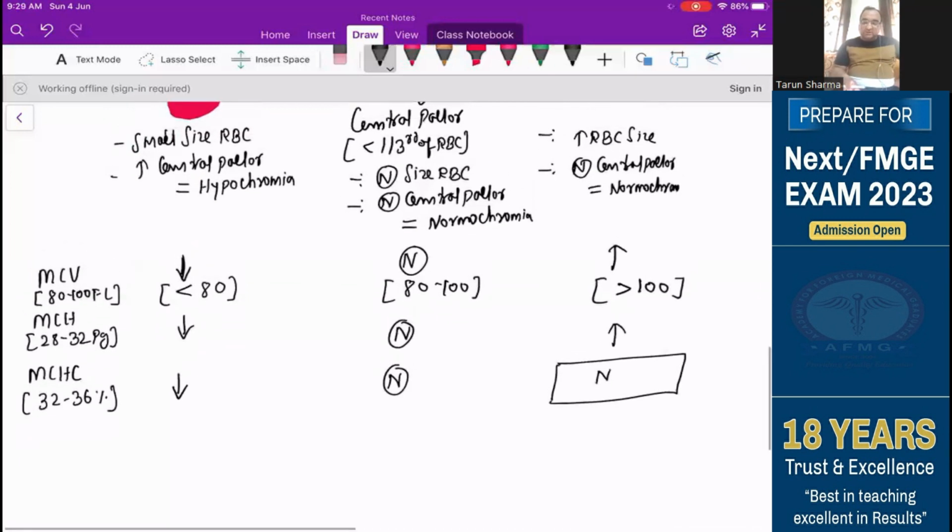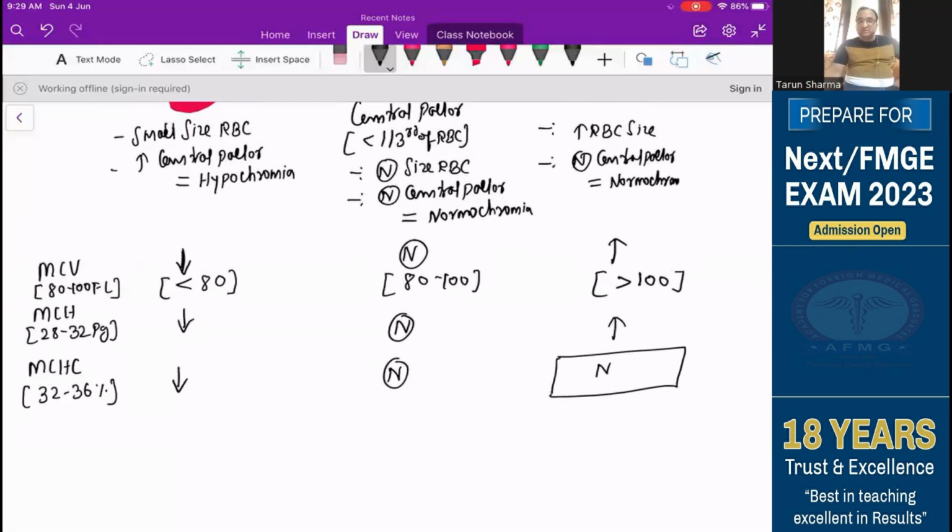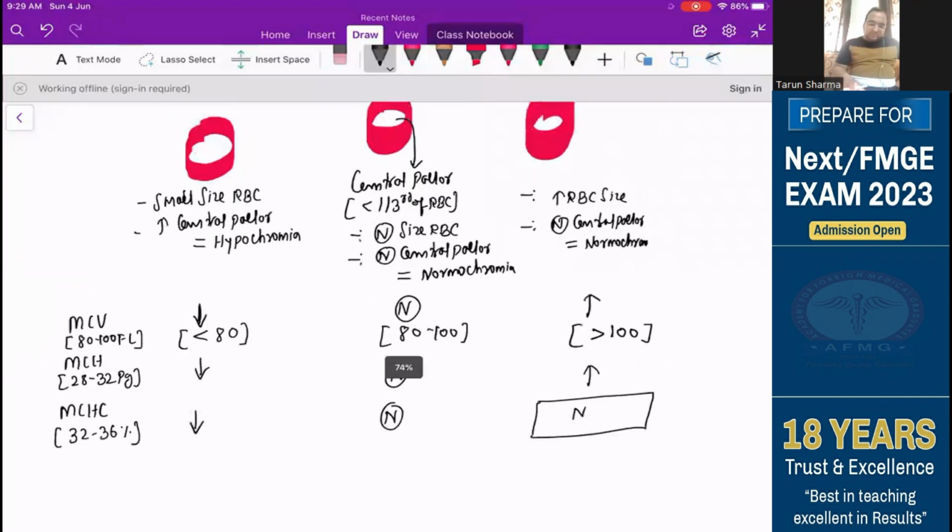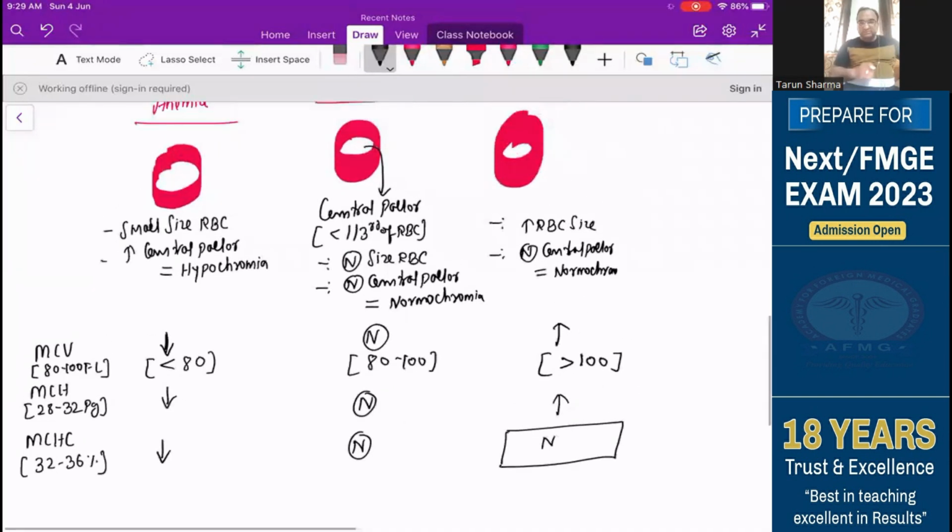I will tell you later in which diseases or which anemias you will see that MCHC is increased above its normal limit. That is the exception. There are very few anemias where you can see MCHC exceeds above its normal limit. So remember MCV, MCH, and MCHC all go hand in hand. If MCV is reduced, then MCH is reduced, MCHC is also reduced. If MCV remains normal, then MCH remains normal, MCHC also remains normal. If MCV is increased, then MCH is increased or it remains normal, but MCHC never exceeds above its normal limit.